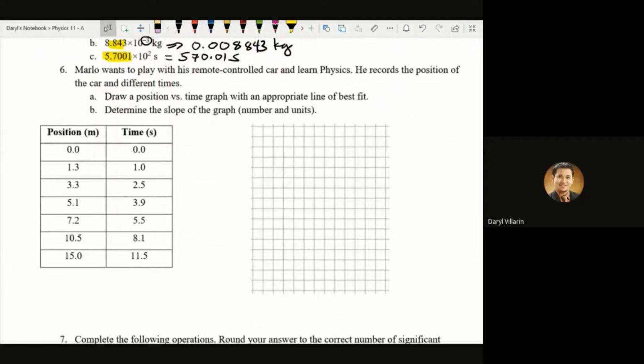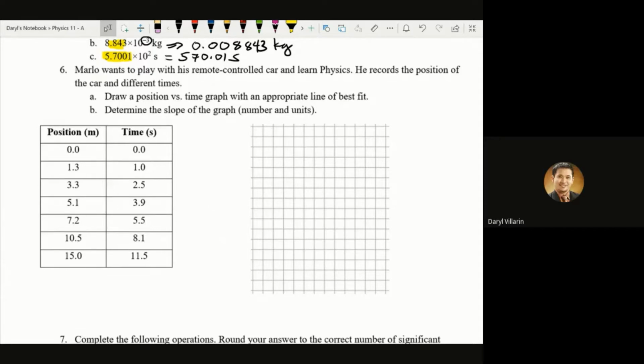So Marlo wants to play with his remote-controlled car and learn physics. He records the position of the car at different times. Okay, so draw the position versus time graph with the appropriate line of best fit.